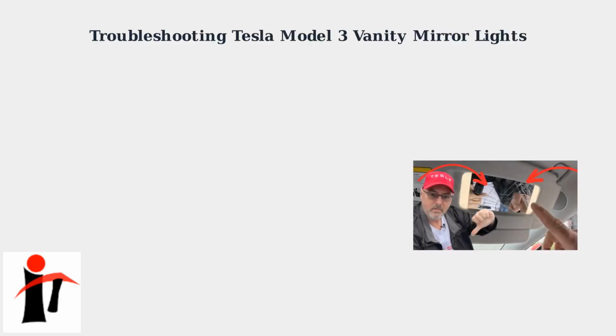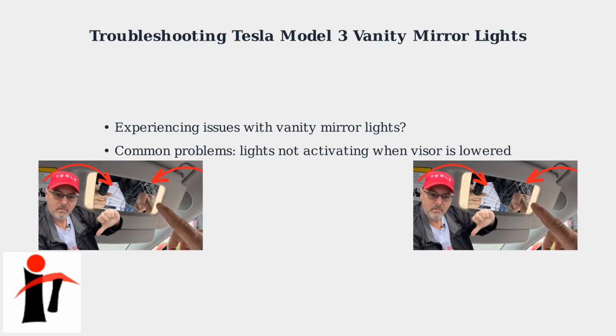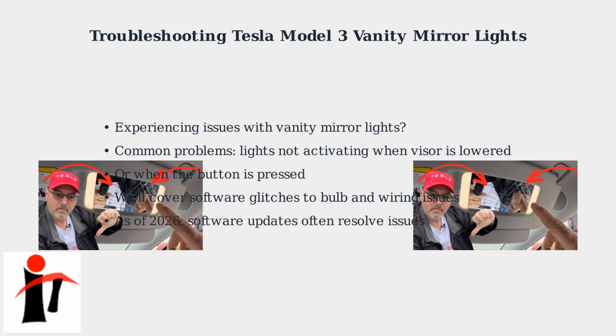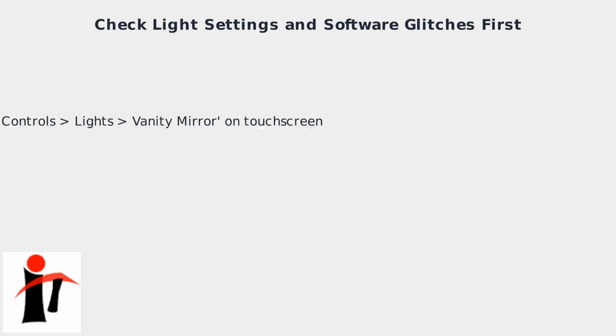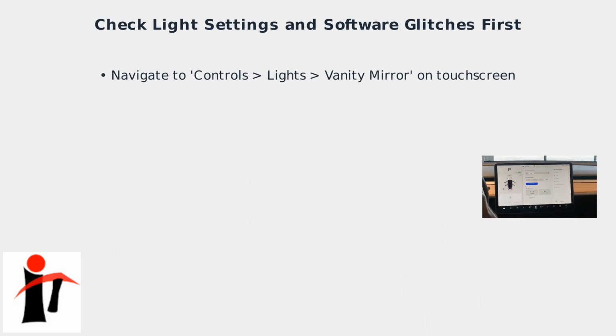Experiencing issues with your Tesla Model 3's vanity mirror lights? This video will guide you through diagnosing and fixing the most common problems. We'll cover everything from simple software glitches to bulb and wiring issues, ensuring you can identify the root cause and find a solution. As of 2026, Tesla's software updates can often resolve these issues, but hardware checks are still sometimes necessary. Let's get started.